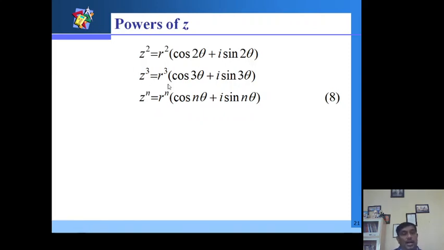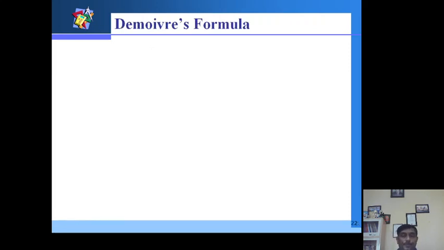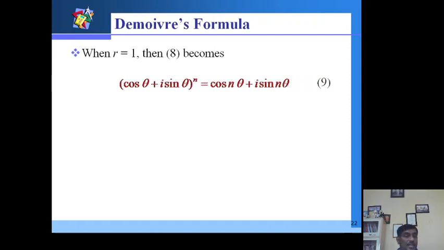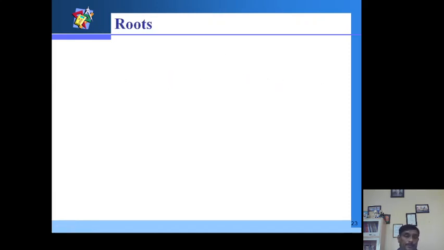Similarly, z cube becomes r cube into cos 3 theta plus i sin 3 theta. Then you get z power n is equal to r power n into cos n theta plus i sin n theta. These things you already studied in your PU classes. That is De Moivre's theorem, the general form. That is, when cos theta plus i sin theta to the power of n can be expressed as cos n theta plus i sin n theta if r is equal to 1.